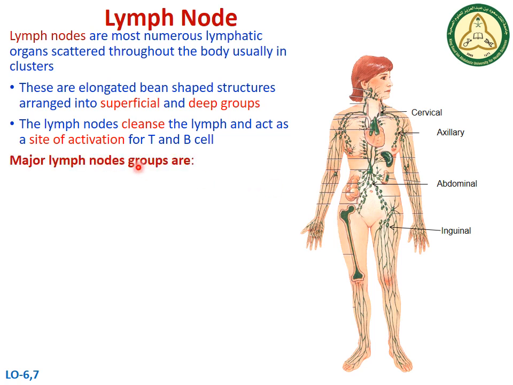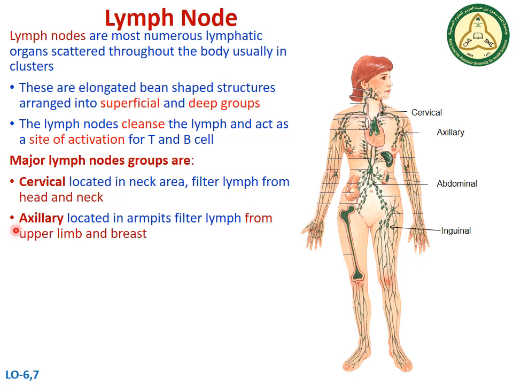Major lymph node groups are cervical, located in the neck region, filtering lymph from the head and neck. Then axillary is this one. Cervical, axillary, located in the armpit, filtering lymph from the upper limb and the breast.